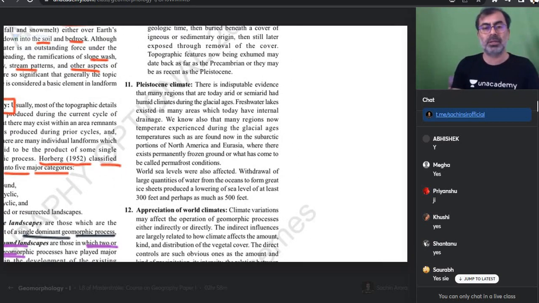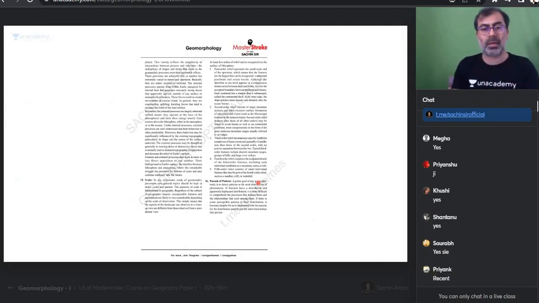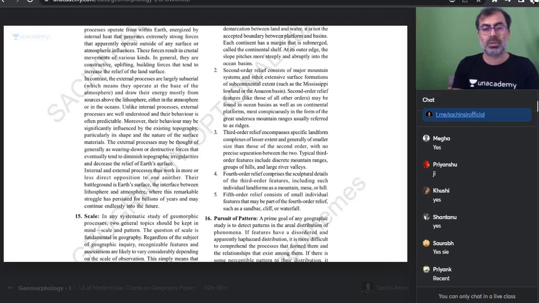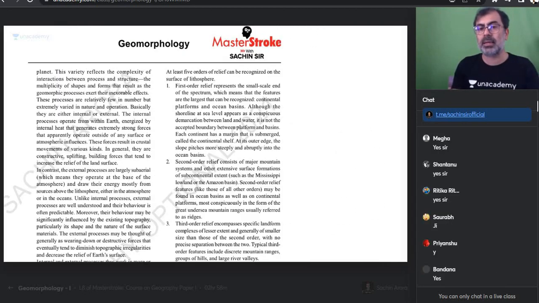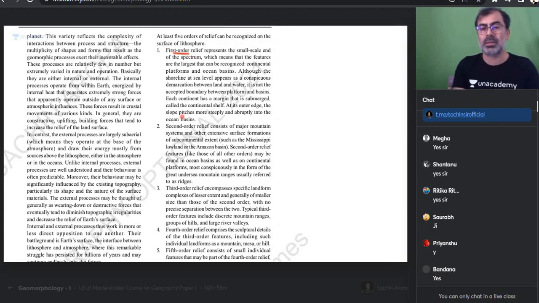अभी resurrected नहीं करते. Pleistocene climate. ये क्या होता है? ये Pleistocene का मतलब नहीं पता. और world climate अभी ये नहीं कर रहे हम. But I would want you to go through that. Everyone, can you go through these terms? The terms which I have given. What is the scale? Geomorphic scale, large scale, small scale, first order, second order, third order, fourth order, fifth order.